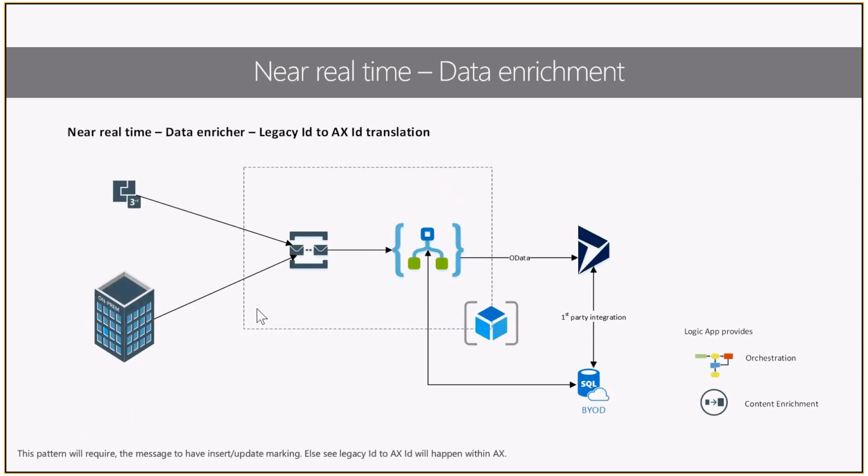This is a scenario where the data that we have in the service bus is not enough to send to AX. There needs to be some sort of data enrichment that needs to happen before Logic Apps can send it over to Dynamics. So here we are utilizing the bring your own database functionality, where we'll push things like the reference data into that, and then when a Logic App processes the request, it can enrich the data before sending it to AX.